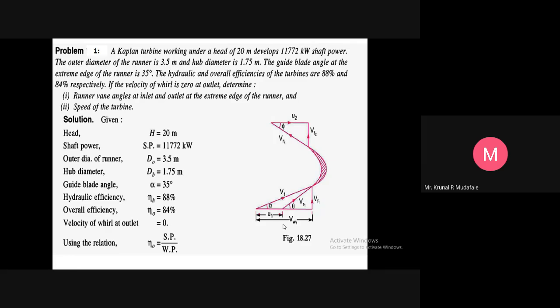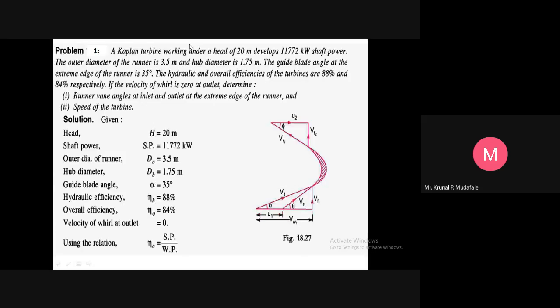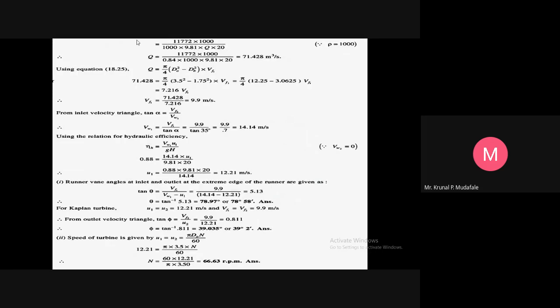So if the shaft power is available at the output, you can use the relation for the overall efficiency equals shaft power upon water power. The shaft power is available in terms of kilowatt, so 11,772 kilowatt should be converted into watt, multiplied by 1,000, divided by rho g Q into H. We know the water power is rho g Q H.